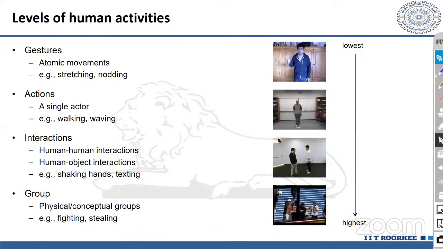And there are group activities, like fighting. For example, in a football stadium people are fighting, as in this video, or in an ATM somebody is stealing money. These are called group activities. So it starts from the simple gesture, the lowest human activity, then action, interaction, and group. Analyzing all these kinds of problems goes under video analytics, and many people are working in this area.